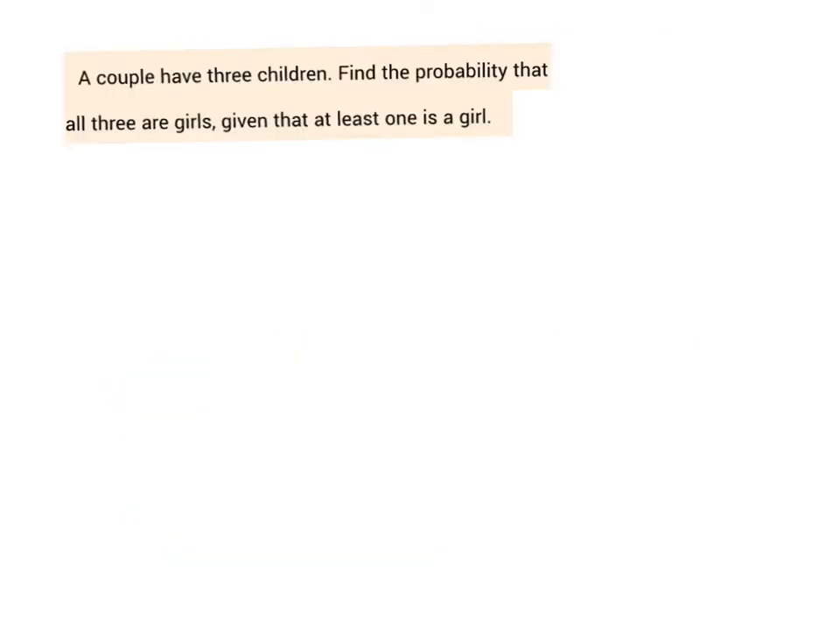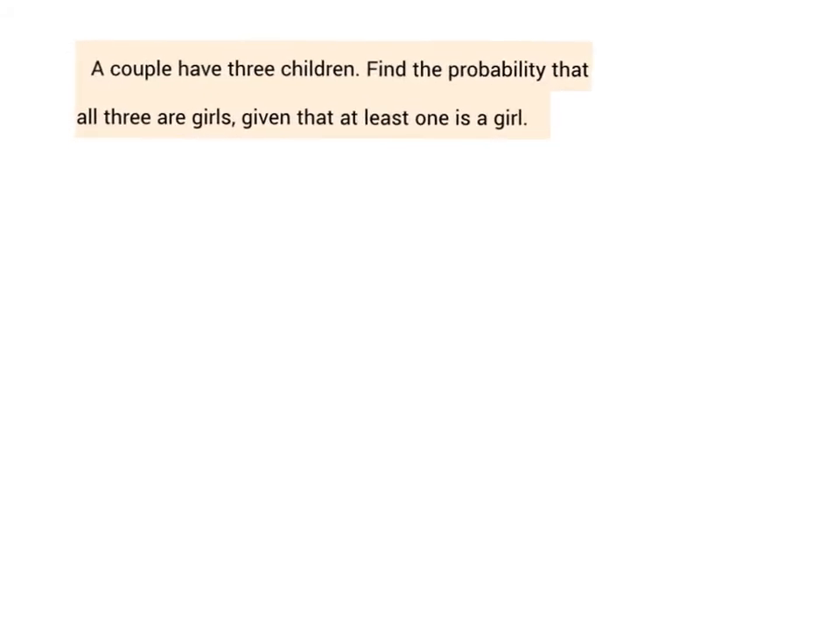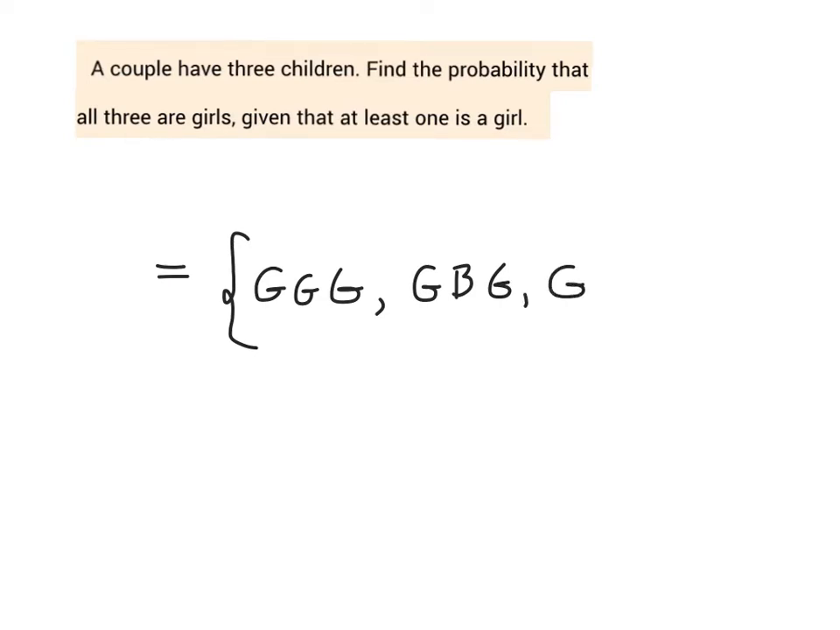Okay, so here in this question we're told that a couple have 3 children. Find the probability that all 3 are girls given that at least one is a girl. Well, the family could look something like this without any conditions on it. You could have one girl born, then another girl, and then another girl, so it's all girls. You could have a girl born, then a boy, and then another girl. You could have a girl born, another girl born, and then a boy.